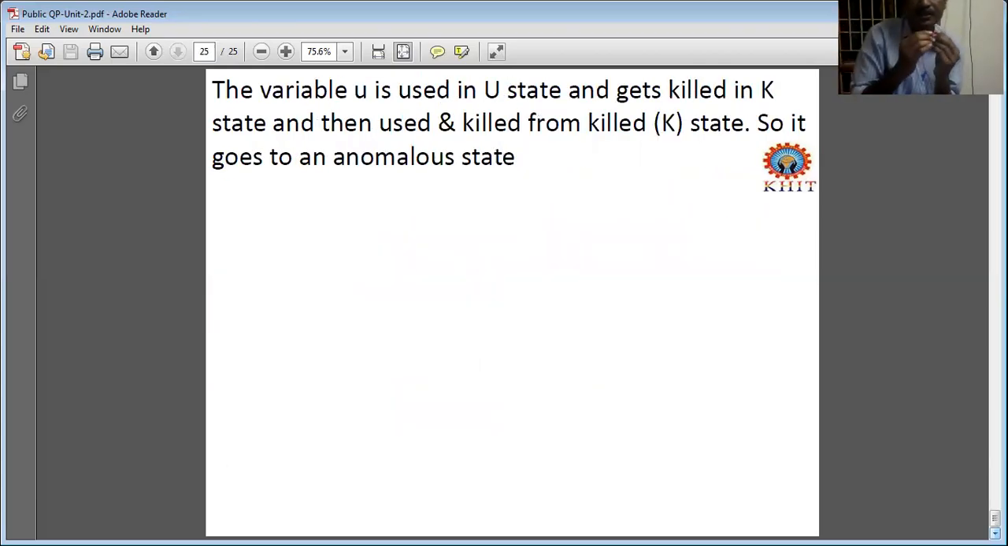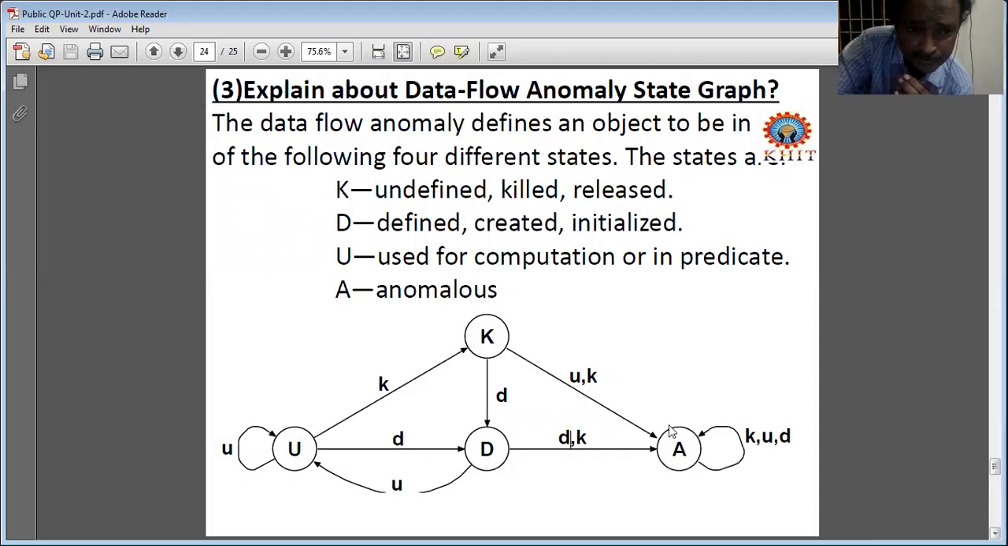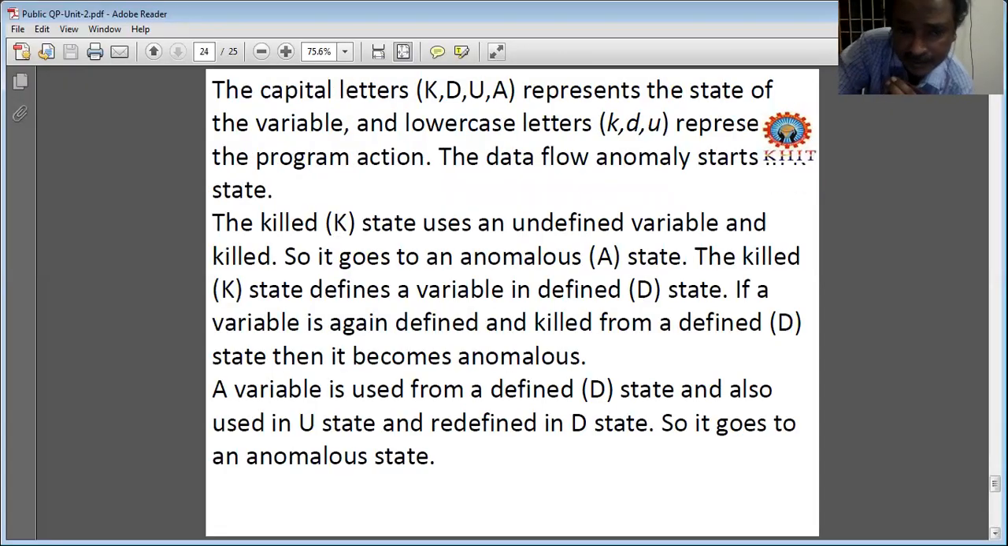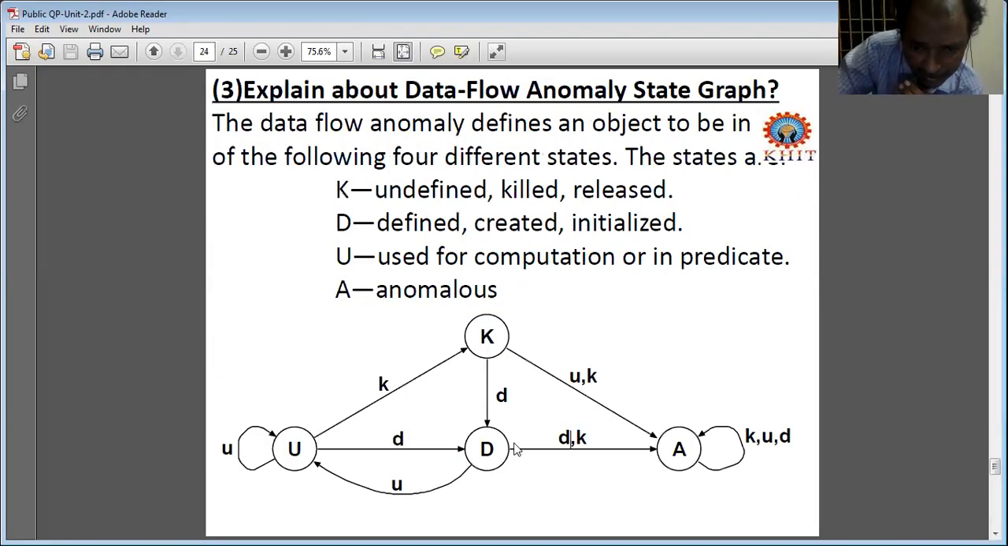The variable is used in U state and gets killed in K state, and then used and killed from the killed state K. So it goes to the anomalous state. The variable is used in U state. One is over. And gets killed in K.